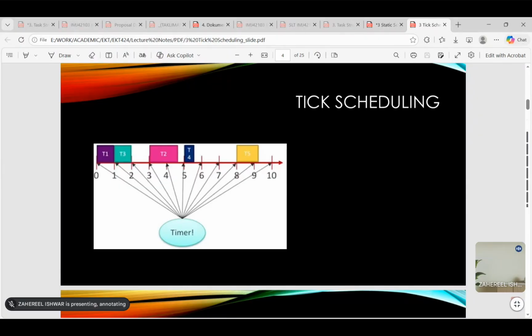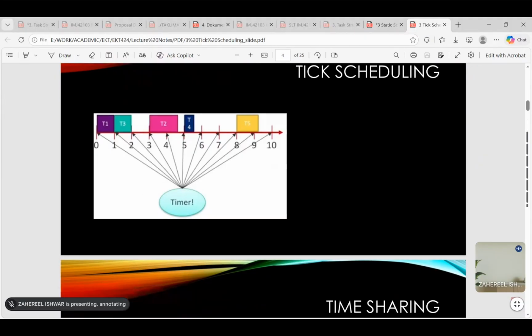Now, there is also some drawback in tick scheduling. It gives some benefit of flexibility, but there is an overhead of ticking our timer at a higher frequency, which involves context switching, which in some cases is a waste of time.